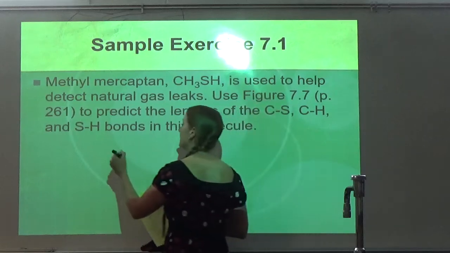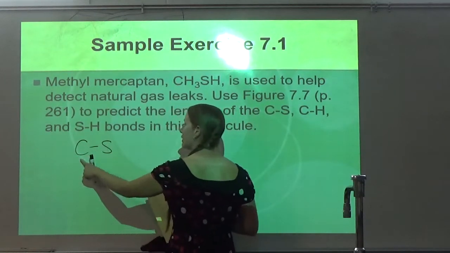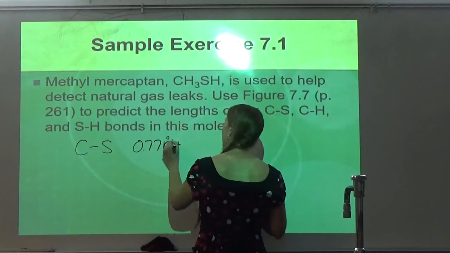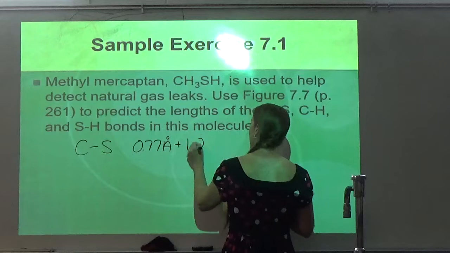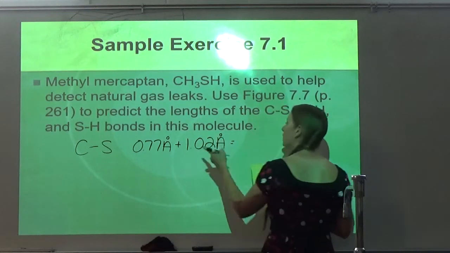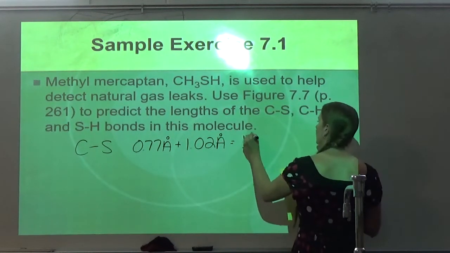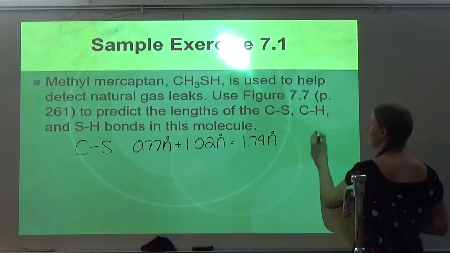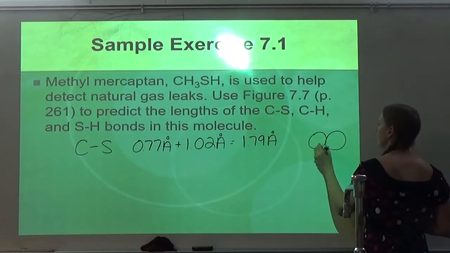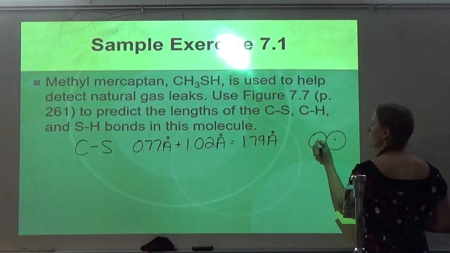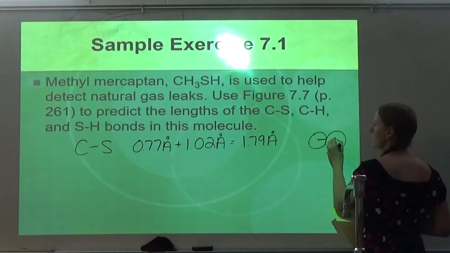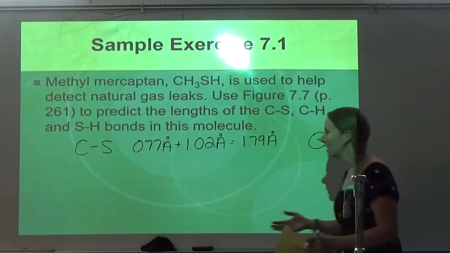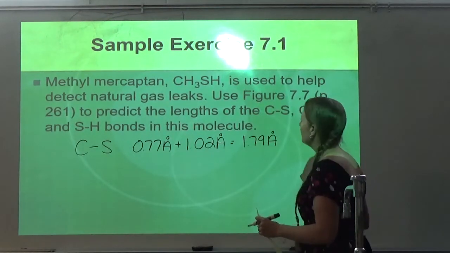Okay, so I have a C-S bond. That means I want to take the radius of C, which is 0.77 angstroms, and add the radius of S, which is 1.02 angstroms. When I add those together, that would give me a bond length of 1.79 angstroms. Okay, because all we're saying is we have C and we have S. S is a little bit bigger. So if we know this radius for C and we know this radius for S, we can add them together, and that's what we call our bond length. So that's all we're doing here. Super easy, super simple math.